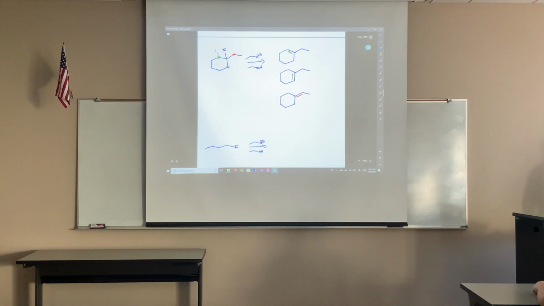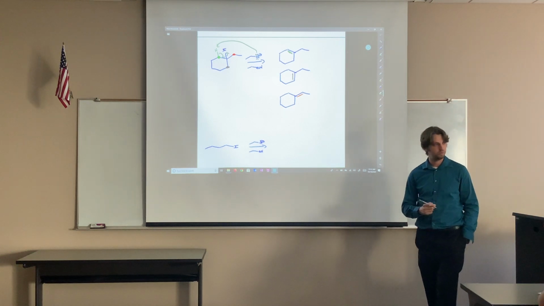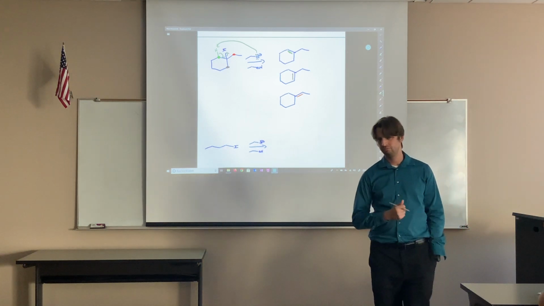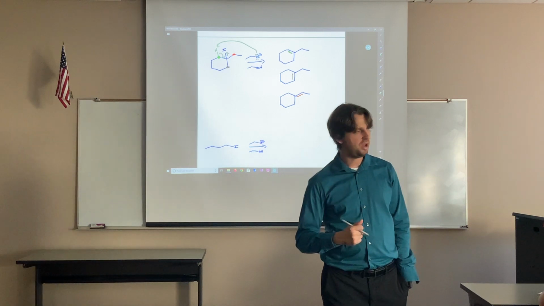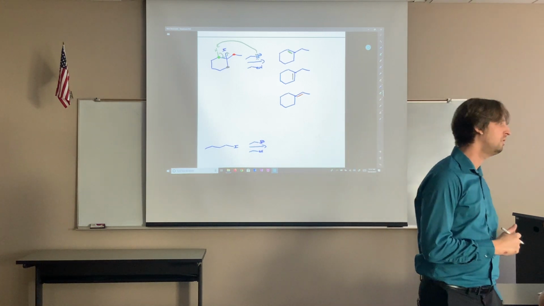So if we just wanted to finish our journey, right, we could draw our mechanism. Right? You guys could fill in the blank for the red and the black one too, right? Can you guys draw the E1 for this?